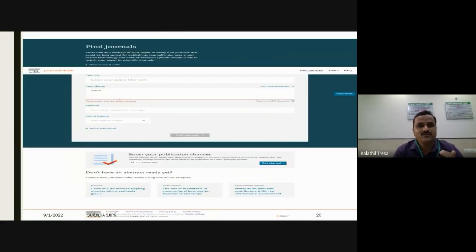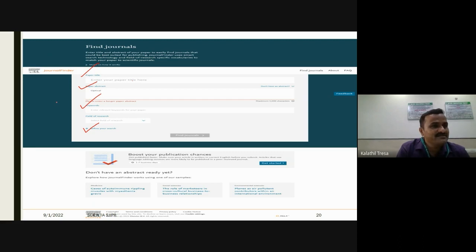Now here is one of the Elsevier sites, where a journal finder is presented, in which we paste our research topic, that is the paper title, then the paper abstract that we have drafted, then the keywords that we have used, and just go here, find journals. Directly you will get the journals related to your topic, abstract or keywords that you have used. And after that, the last step is to refine your search. Again, you can add filters, and after adding those filters, you can go for searching the different journals.